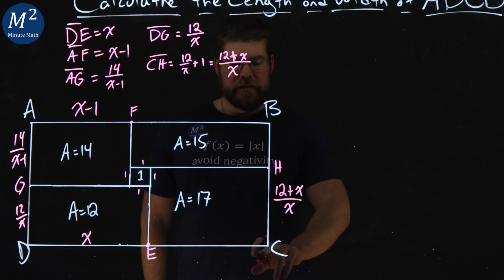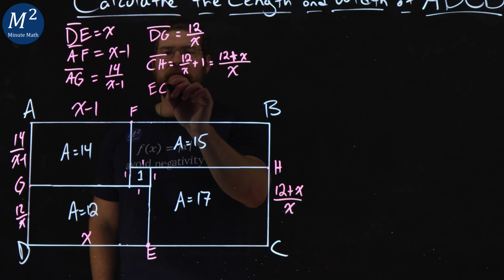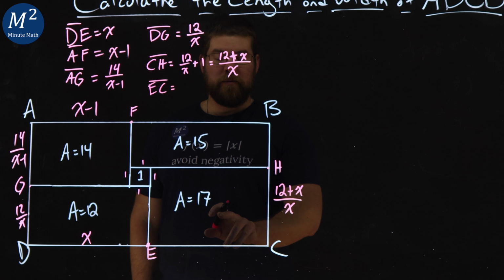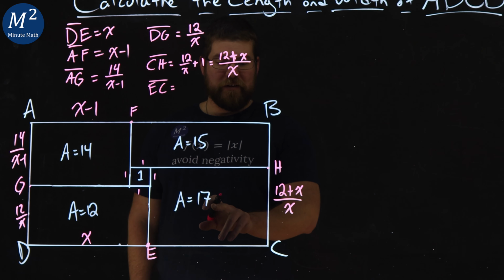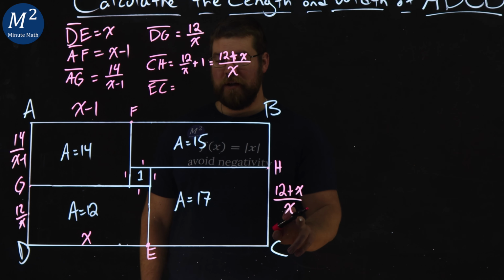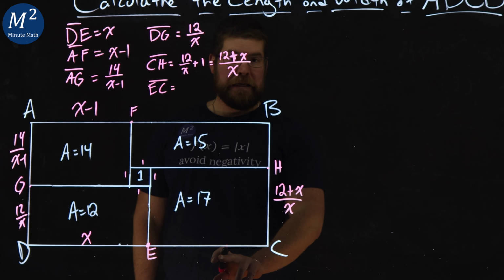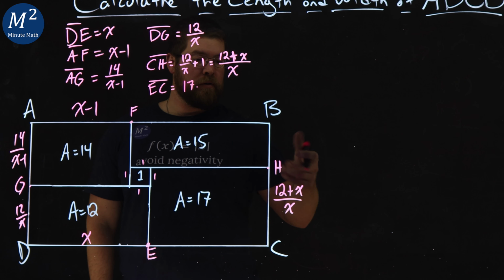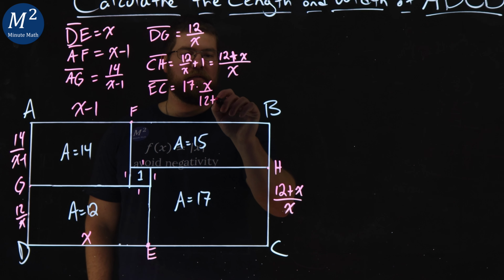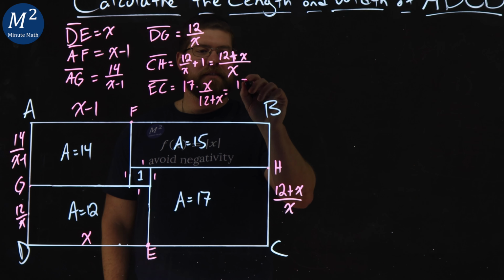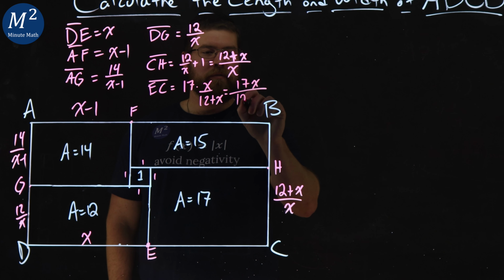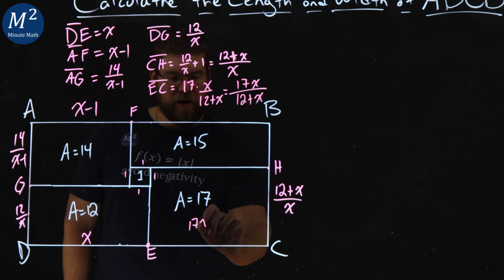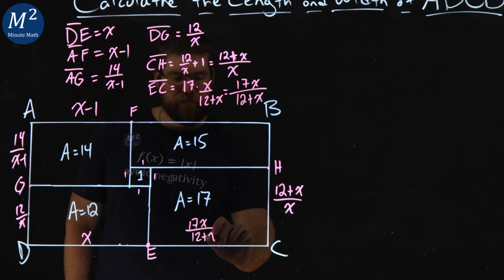What about EC? Let's find that next. Same as before, length times width equals area. So 17 divided by 12 plus X over X gives me EC. To do that, we have 17 times the reciprocal, X over 12 plus X, which is equal to 17X over 12 plus X. And we can put that down here: 17X over 12 plus X.